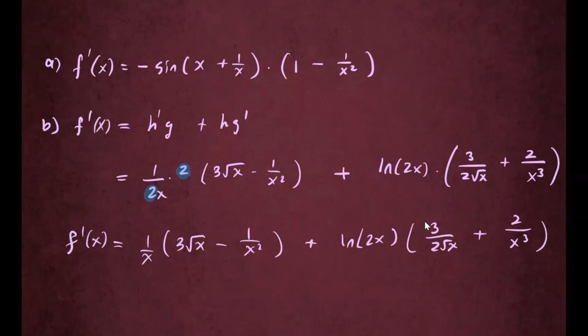So this was product rule and power rule and chain rule. So it was 3 different rules being applied. So let me know if you guys have any questions.